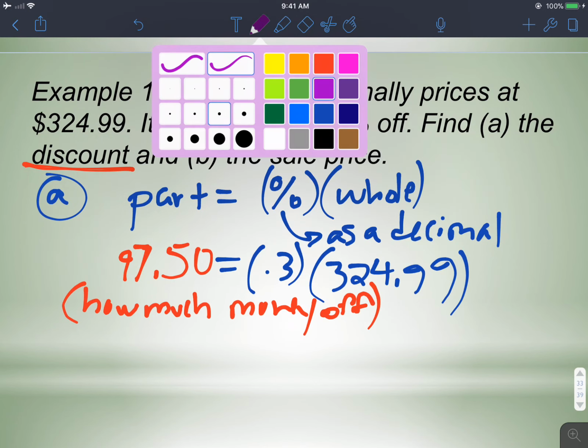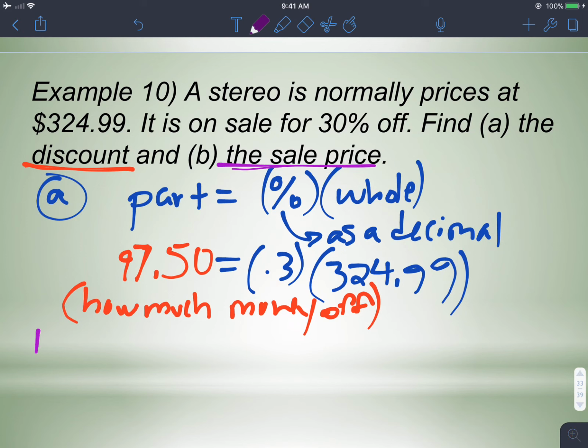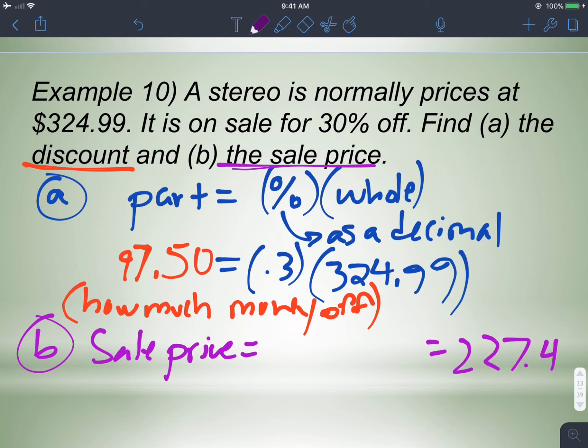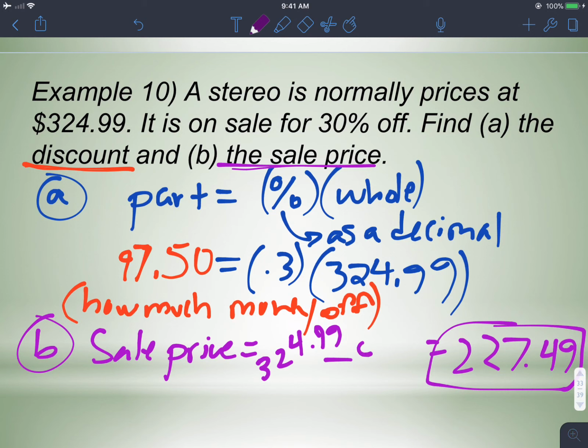And then part B is going to be sale price. All right, awesome job. Somebody else, the sale price. 227.49. All right, and how did you do that? I just subtracted $97.50 from 324.99. Yep, minus 97.50. Okay, good.